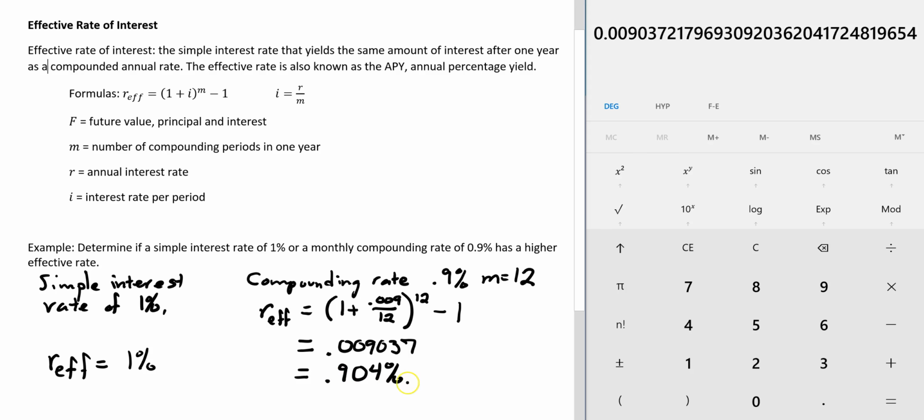it is still less. We would expect it to be a little bit higher than the simple interest, but compounding rates are not always larger than simple interest. This compounding rate started at less than 1%, and even though we compound our interest every single month, when we're complete with a year, the interest earned as an effective rate is 0.904%, which is still less than 1%.